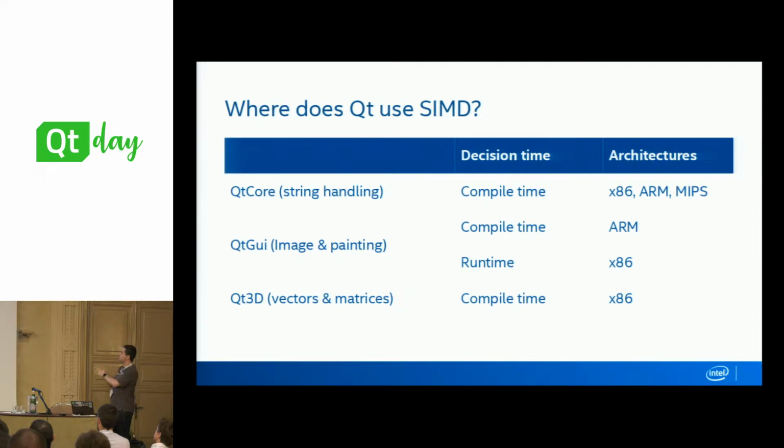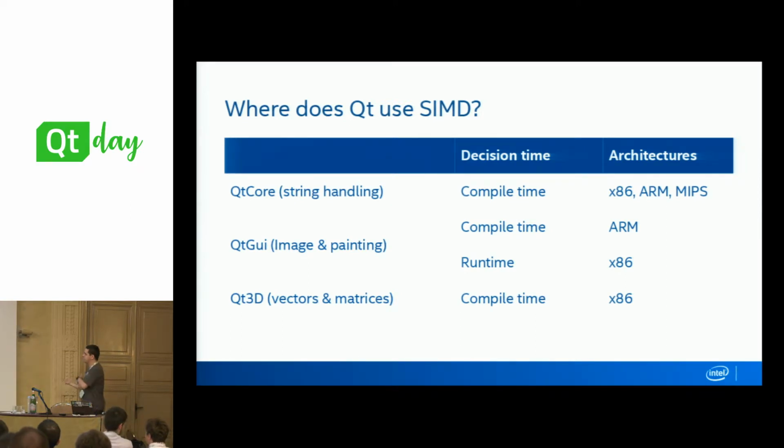The difference that you're seeing there is decision time. Decision time is when do I need to choose that I'm going to use this thing. For the image manipulation, you don't have to make any decision. At runtime, Qt decides for you based on the CPU you have. For the other ones, at compile time, you need to choose that you're going to use this.